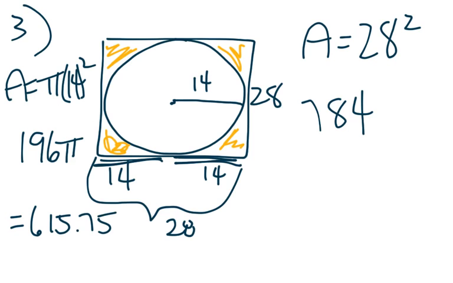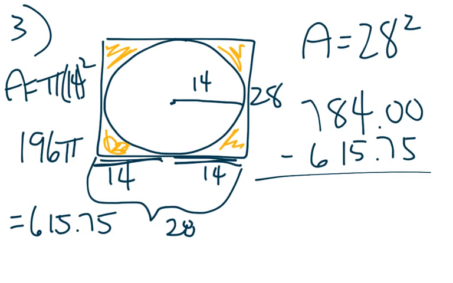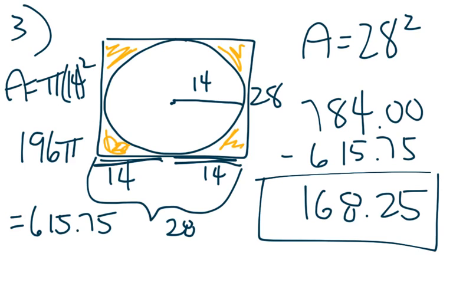So what we're going to do is subtract from 784, 615.75. And let's add a decimal and 2 zeros to even this out. So 784 minus 615.75 is 168.25. So this is your answer for number 3, and that is, let's see, oh, they did it in terms of pi. Just kidding. So it's going to be 784 minus 196 pi, and that is B. So the answer for number 3 is B.